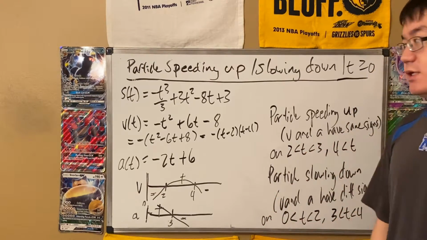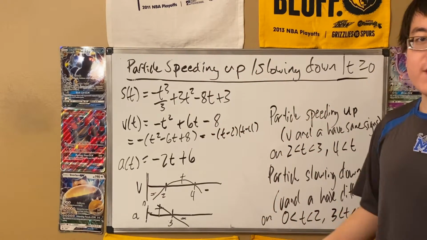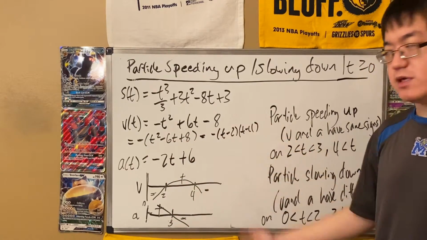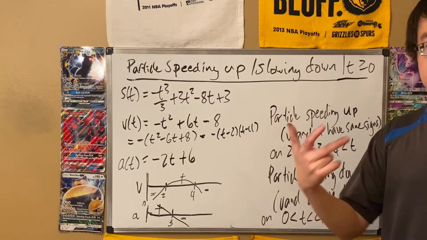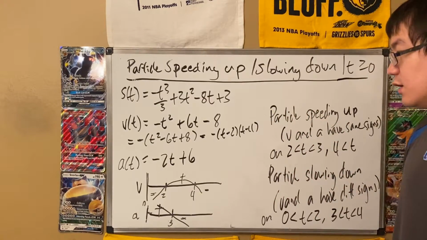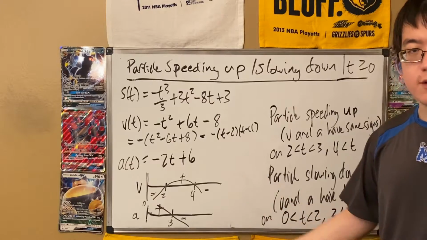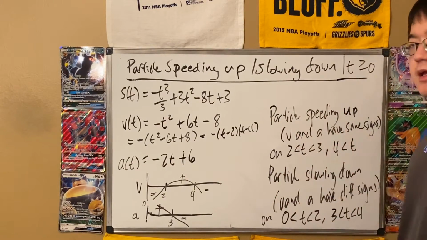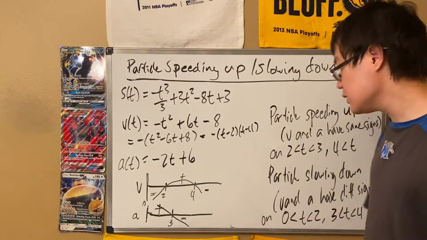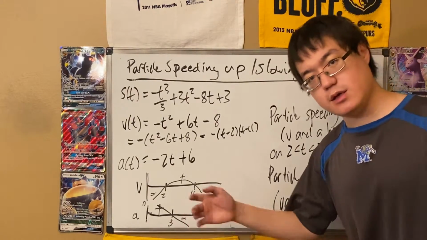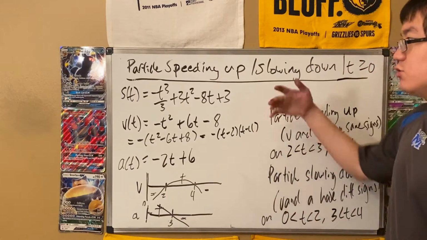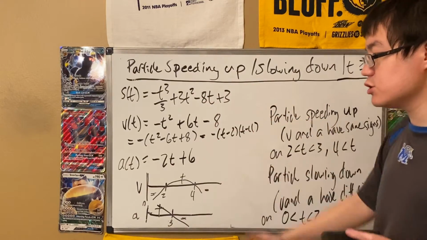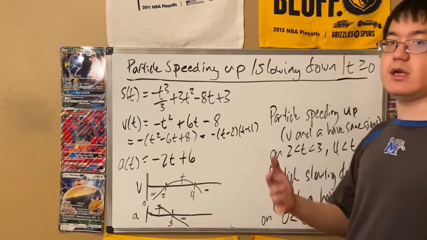The basic process is first find velocity, then find acceleration, draw the sign chart accurately for both of them on top of each other, and then compare signs for each little interval that you might potentially encounter. So 0 to 2, 2 to 3, 3 to 4, 4 to infinity in this case. And the rule is particle speeding up when velocity and acceleration have the same signs, particle slowing down when they have different signs. Again, quite a lengthy process, just like total distance, but once you know the process, it's still just taking derivatives, drawing sign charts, and then applying a rule.